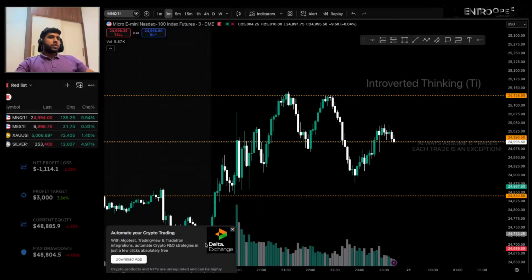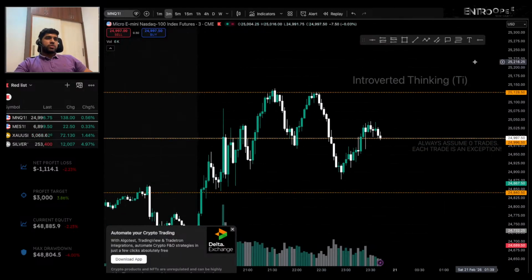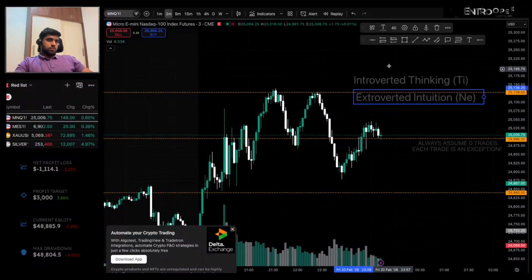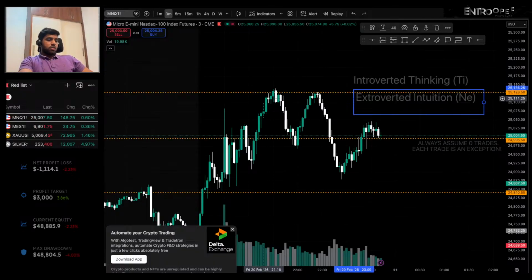Introverted thinking. Let me just write down the rest of the functions here. Second one is extroverted intuition. We call this NE. Third is introverted sensing. The last one is extroverted feeling.